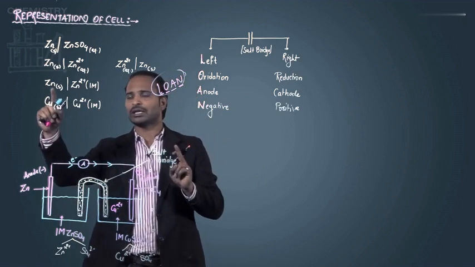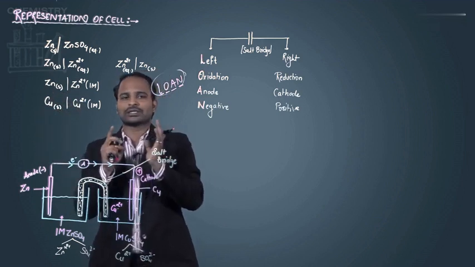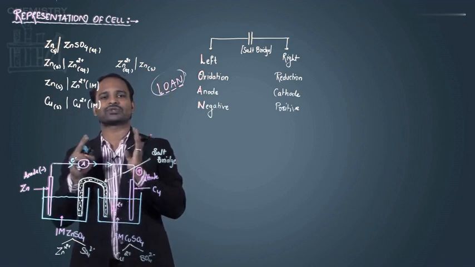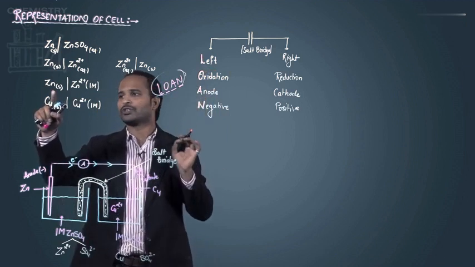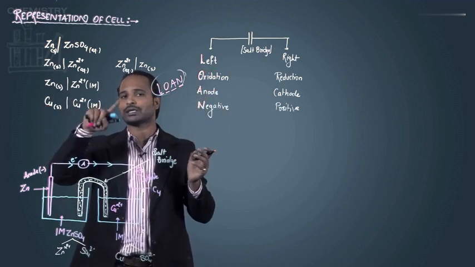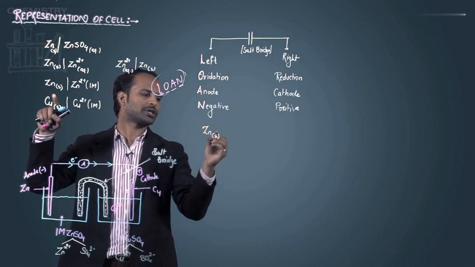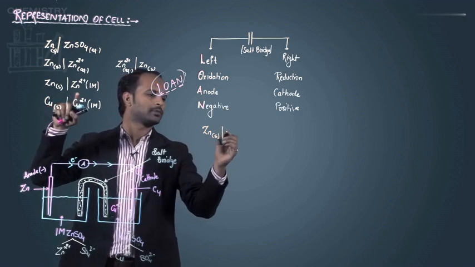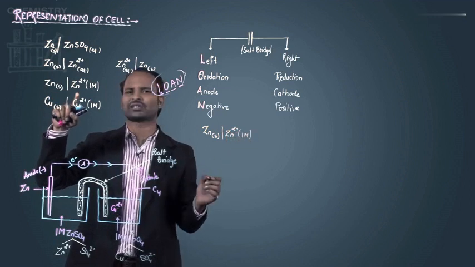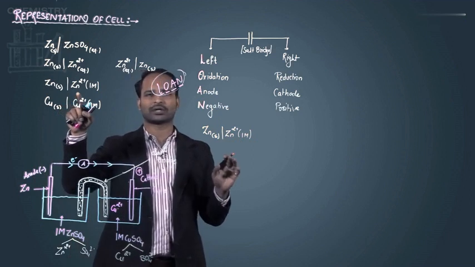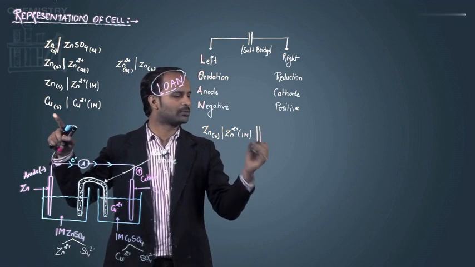While writing the cell, we consider the electrodes and the ions. The rule says the cell representation should start with the electrode and end with the electrode. So let us write the anode on the left hand side, which will be zinc and zinc ion. The electrode should be written first. That means I will start with zinc in solid state, single vertical line, zinc ion. I know the concentration, so I will write the concentration. Once the concentration is written, the person will think that okay, it is in aqueous state. Then once the anode is over, a salt bridge, that is a double vertical line.